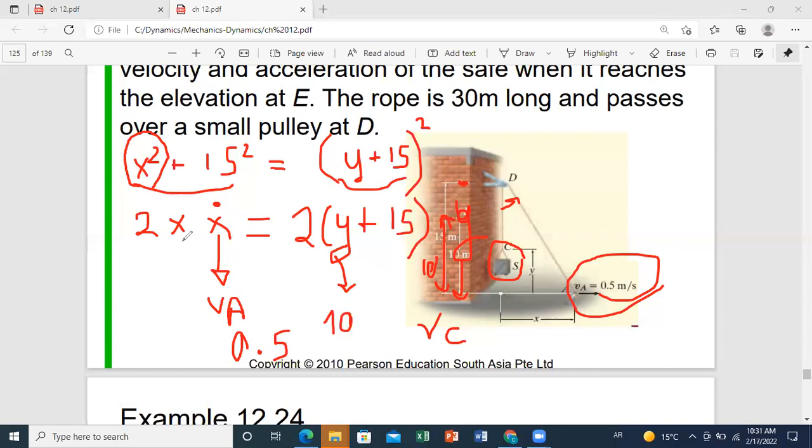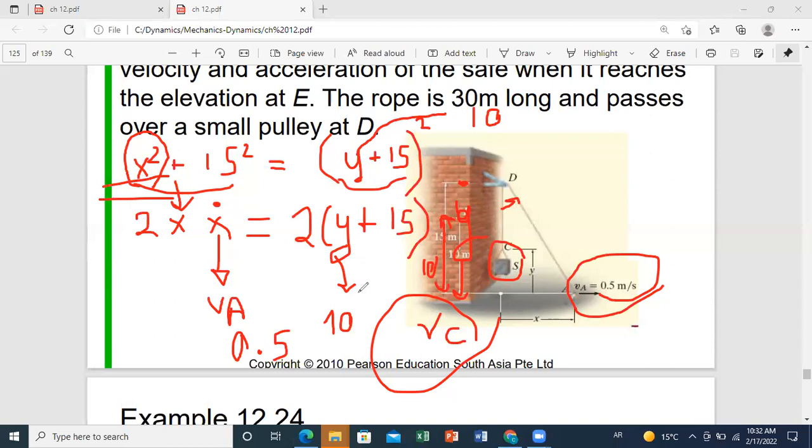And to get the corresponding X for Y equal 10, to get what is X at this level, you just replace Y by 10 here. If you replace Y by 10, you get the corresponding value of X. And then you plug it in this equation to get VC at this position. Do you want me to repeat anything here? Is it clear?